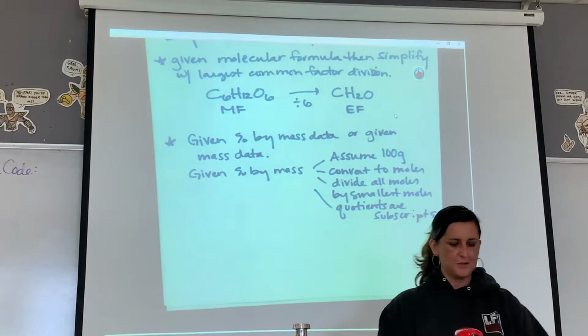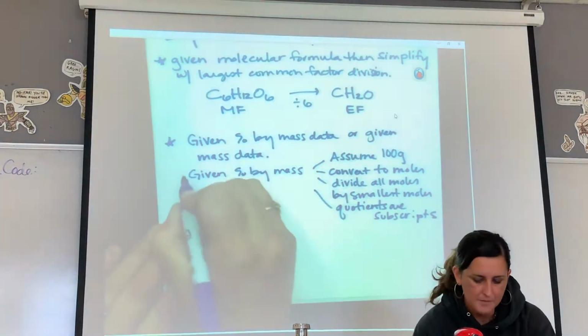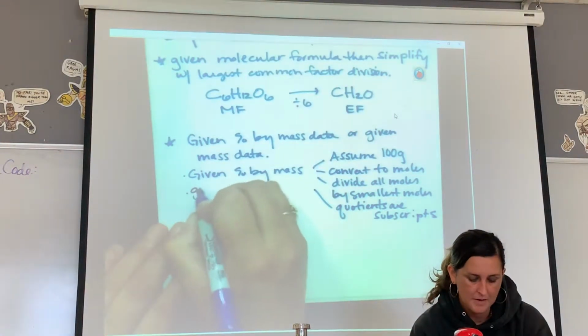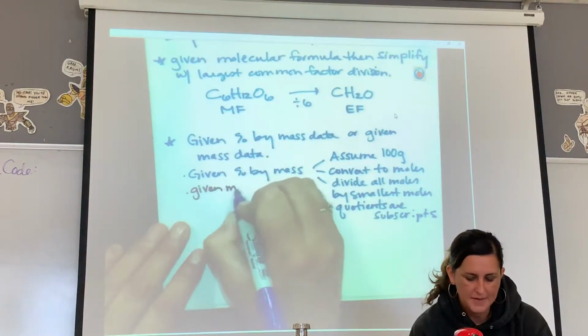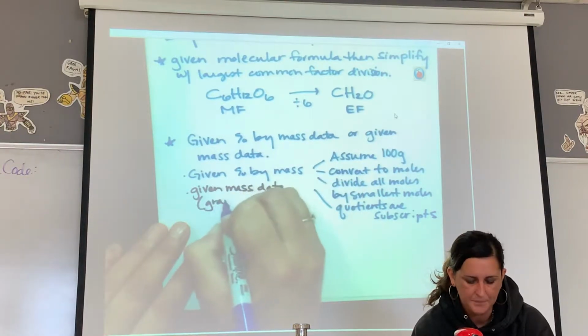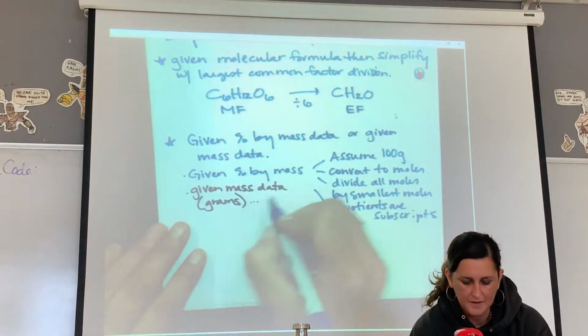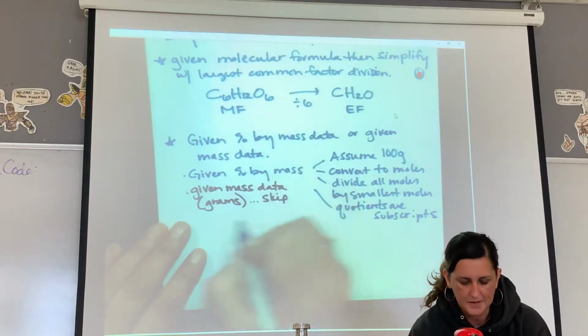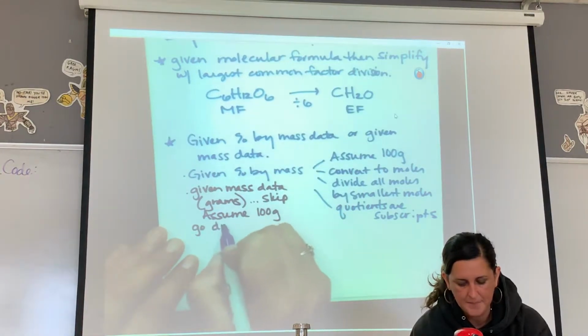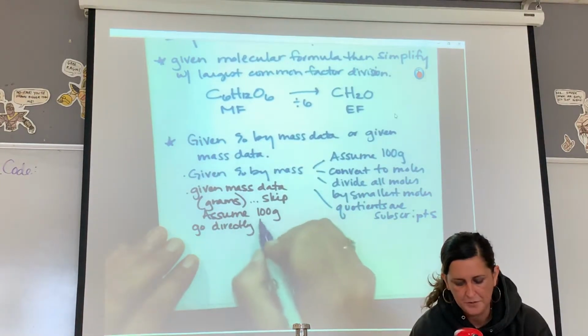If you're just given straight mass data, which is a sort of subcategory, and that's a fancy way of saying grams, then you can skip the assume 100 grams part and go directly to the convert to moles.